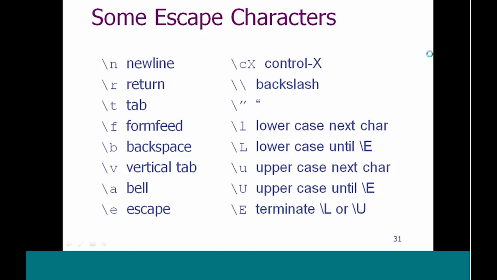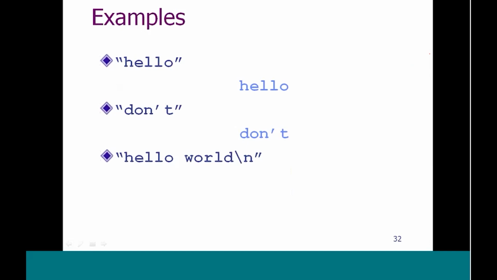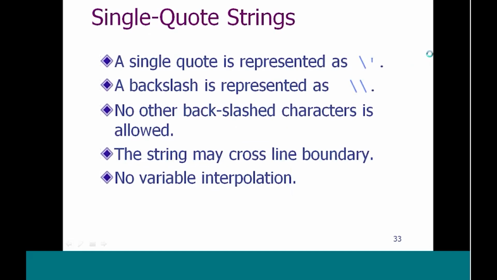So I will let you read some of these things at your leisure. You can see that even the codes themselves can be escaped, and so it can print out the real ones essentially. So here are some examples. A simple string with double quotes, just say hello, which just prints the hello. Now don't, it prints just the don't with a single quote within. Then hello world, which prints hello world with a new line character, so it goes to the next line.